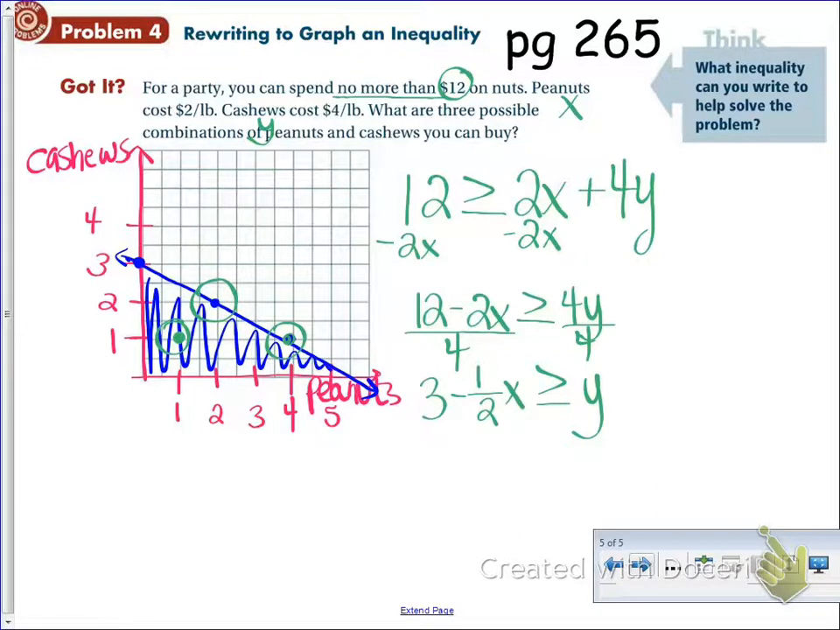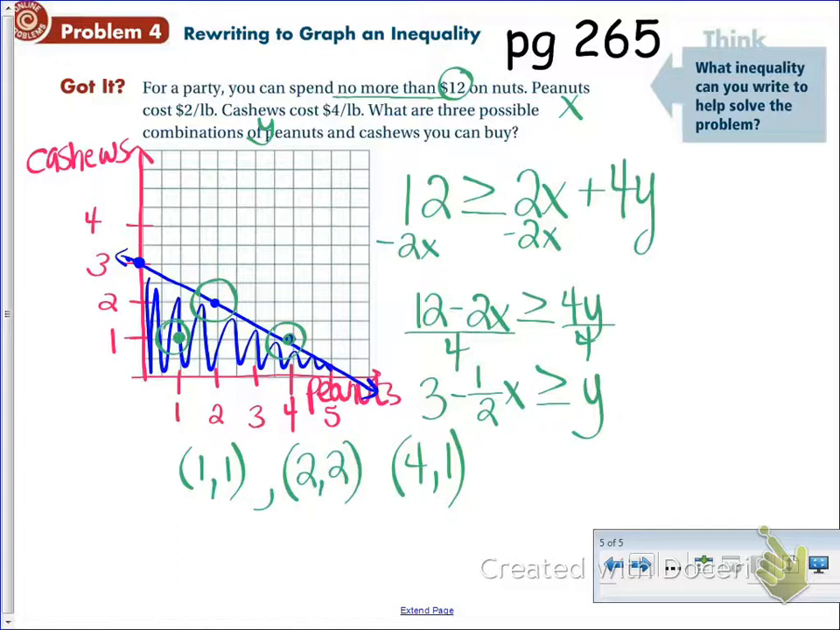So the first point is 1, 1, which would indicate that I can buy 1 pound of peanuts and 1 pound of cashews. The next point that I will choose is going to be 2, 2, which indicates that I can buy 2 pounds of peanuts and 2 pounds of cashews. And then finally, 4, 1, which indicates that I can buy 4 pounds of peanuts and 1 pound of cashews.